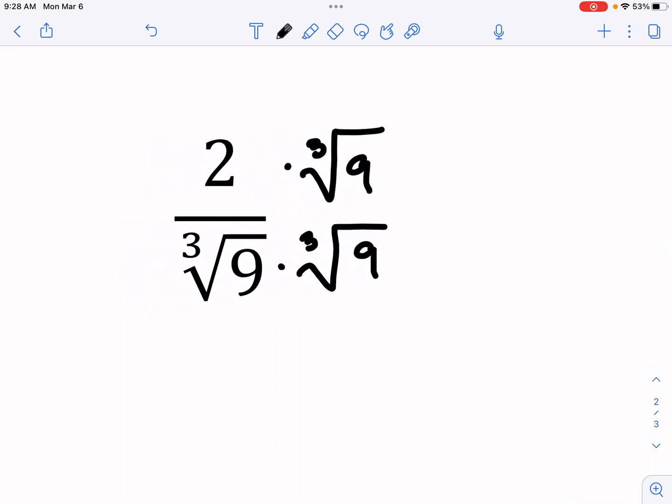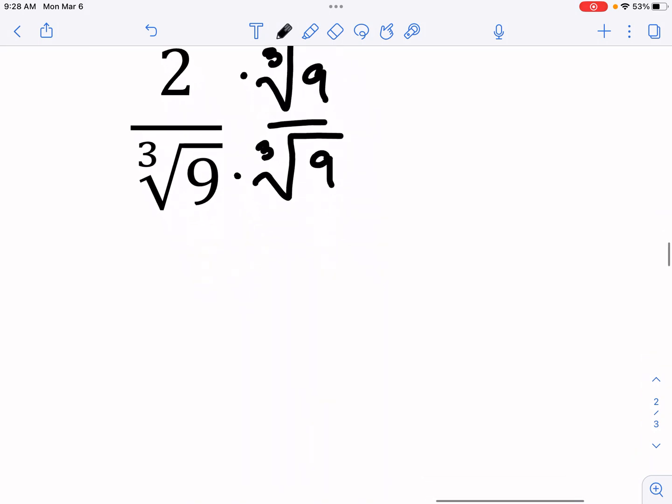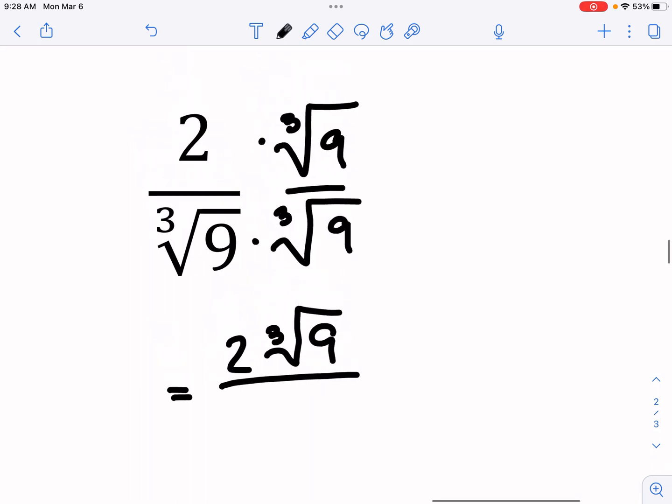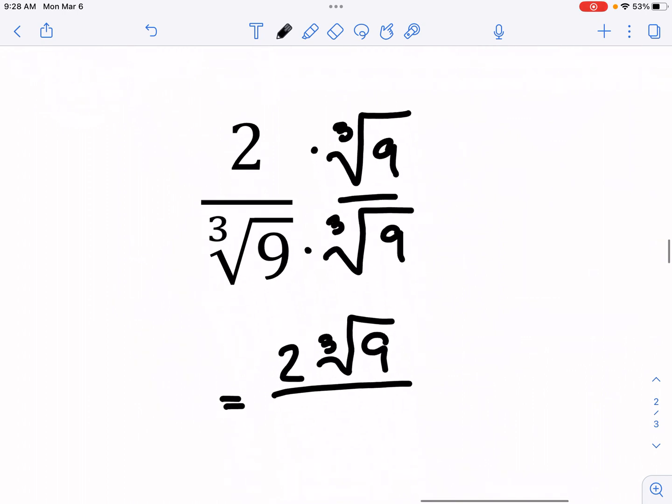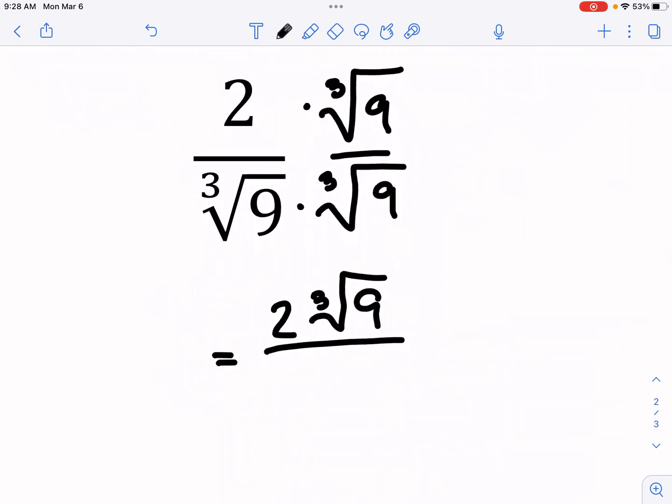Okay. So for this, I know this is a crazy looking thing over here. But we're going to have 2 cube root of 9 on the numerator. You cannot simplify, since we have something on the outside and inside, you cannot combine those things. It won't be under one radical.